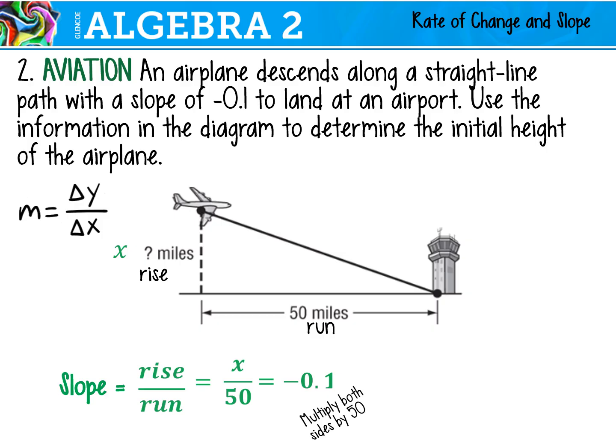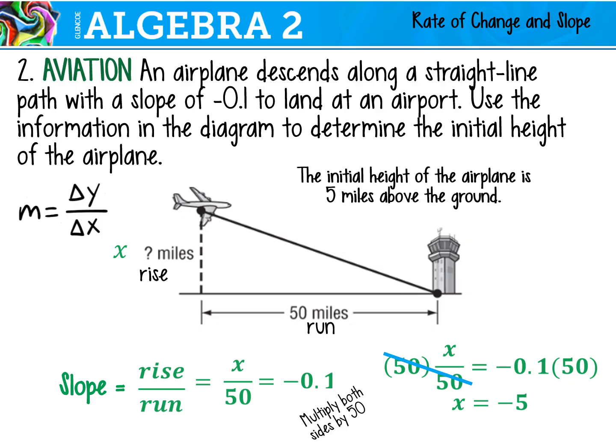We're going to need to multiply both sides by 50 to solve this equation. So there we go. Those will divide out. And x is going to be negative 0.1 times 50. So x is negative 5. So the initial height of the airplane is 5 miles above the ground.